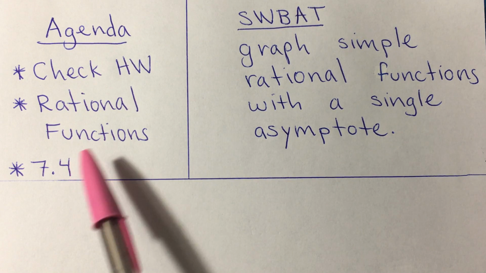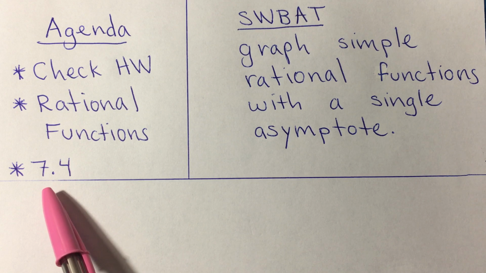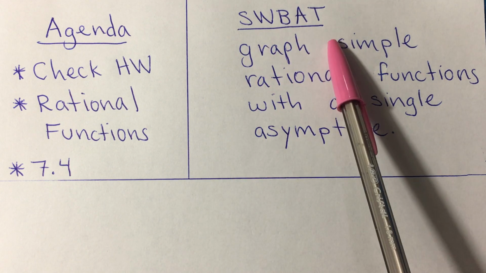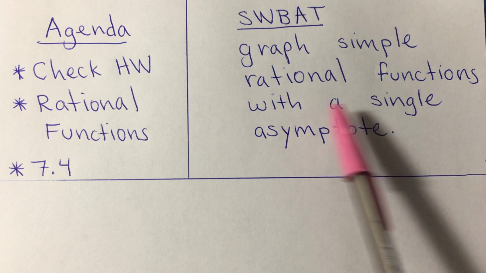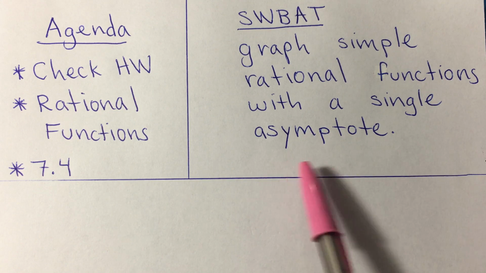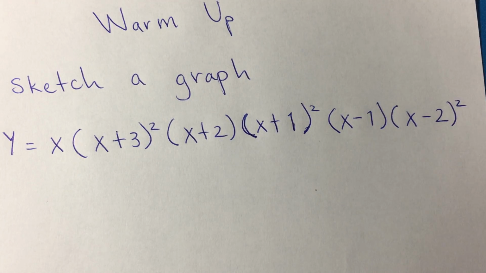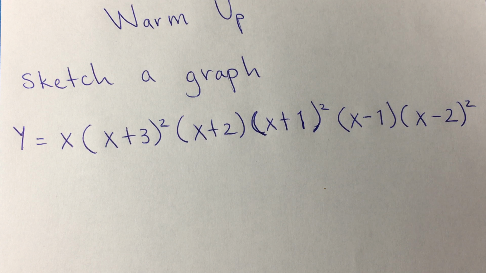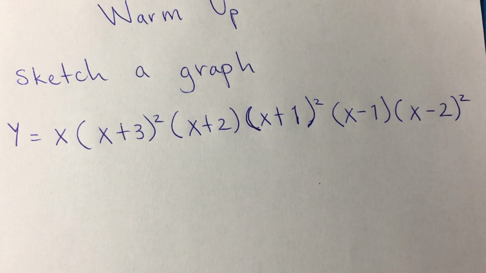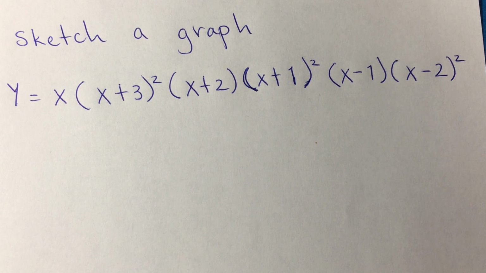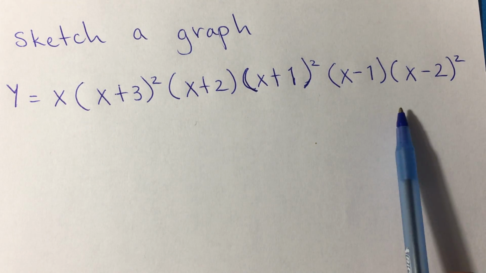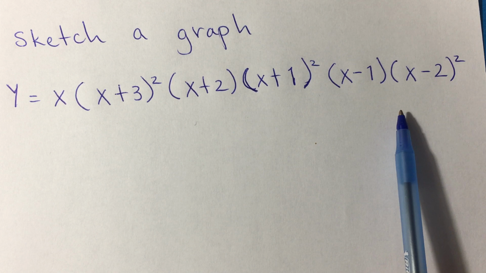We'll be graphing rational functions and you will be able to do 7.4. Today students will be able to graph simple rational functions with a single asymptote. But before we do that, just so that we make the connection, let's do a warm-up related to the previous lessons where we were finding the zeros and then sketching the graph.